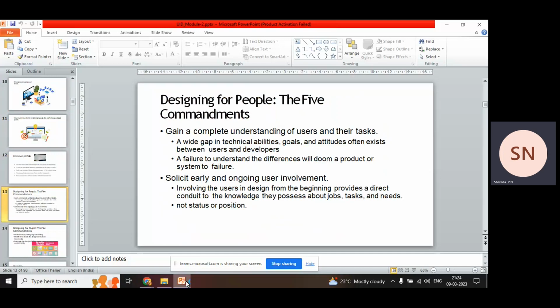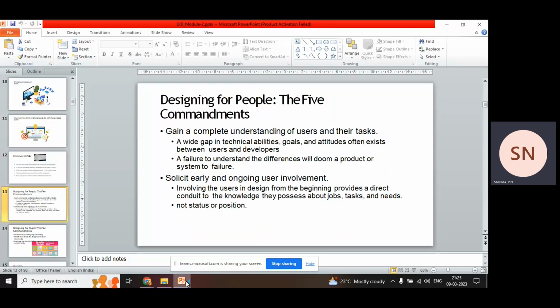So coming to designing for the people, the five commandments. First, the complexity of a graphical or web interface will always magnify any problem that does occur. Pitfalls can be eliminated if the following design commandments remain foremost in the designer's mind. The first commandment is gain a complete understanding of the user and their task. The user or the customers.